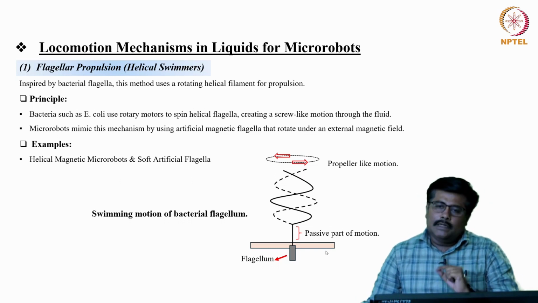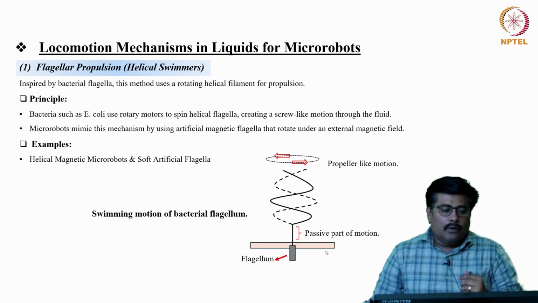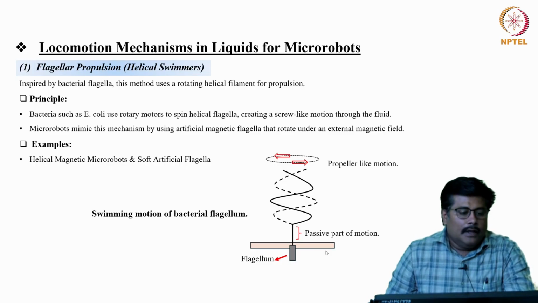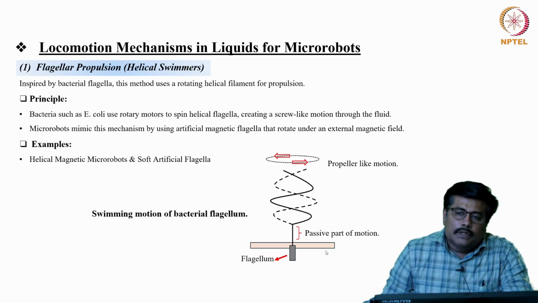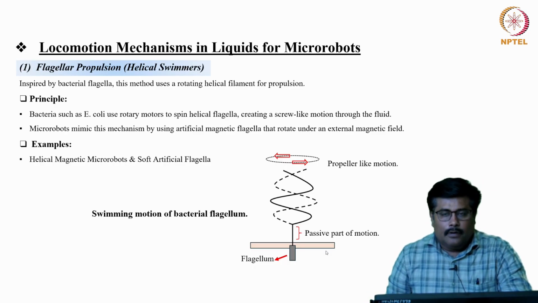Now let us discuss in detail the locomotion of such micro robots, especially in a liquid environment. The first locomotion we are going to discuss is called flagellar propulsion, which is a kind of helical swimmer. Flagellar propulsion or helical swimmers are basically inspired by bacterial flagella. This method uses a rotating helical filament for propulsion.